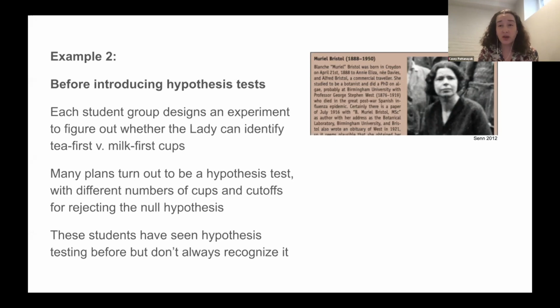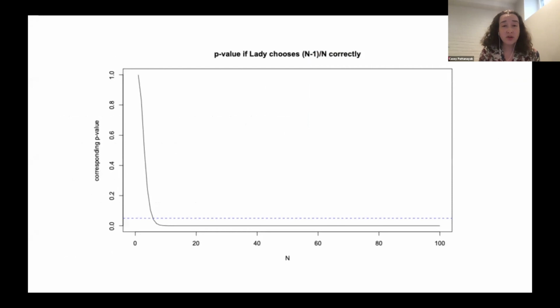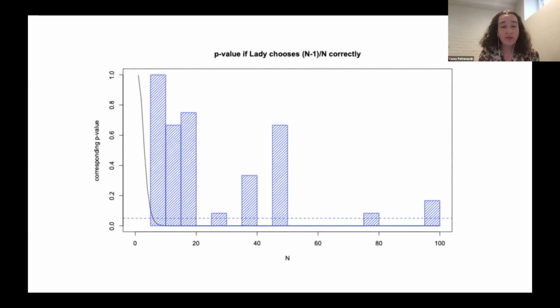And then we look over graphics like this one. So here the x-axis is the number of cups the lady has to taste. And if you assume that she gets all but 1 correct, here's what the p-values would be. I've drawn a line at 0.05. And then I show them how many cups each of those groups proposed that the lady should taste. So you can see my students had the lady drinking a lot of tea, 80 cups, 40 cups, 20 cups.